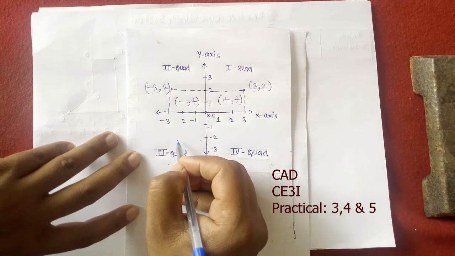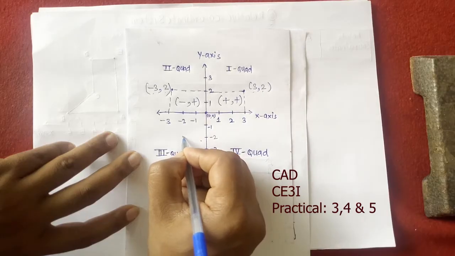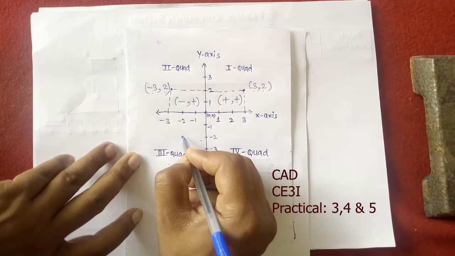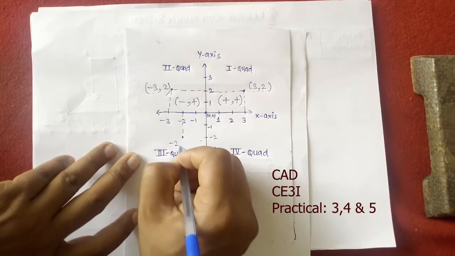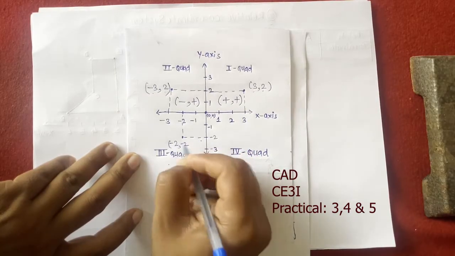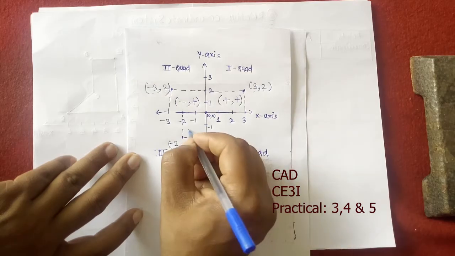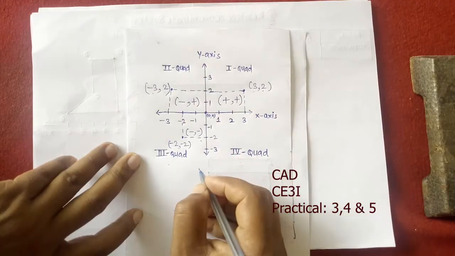If we take an example in the third quadrant, let us consider this point and calculate its coordinates. The x coordinate for this point is -2 and the y coordinate is also -2. That means when we calculate the coordinates of any point in the third quadrant, both the x coordinate and y coordinate are negative.